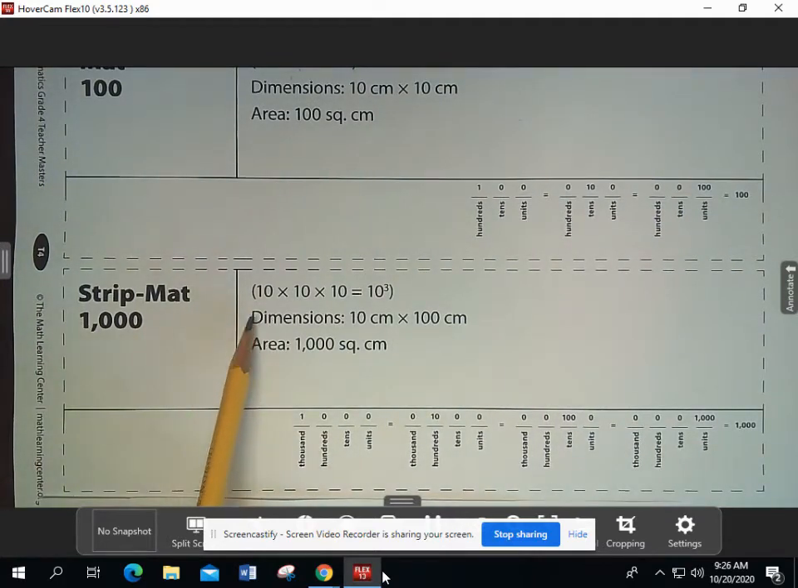Now we move on to our next one. That's that strip of mats where we just counted 1 group of 100, 2 groups of 100. You know, I don't want to do that again. That took too long. It's easier to say 10 times 10 times 10, because 10 times 10 is what, everybody? 100 times another 10. That's 1,000. So 10 times 10 is 100 times 10 again is 1,000. So it says we're multiplying by 10 3 times. And then we move on to the last piece of paper.